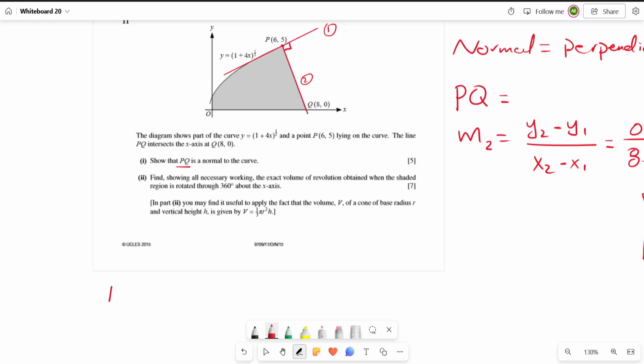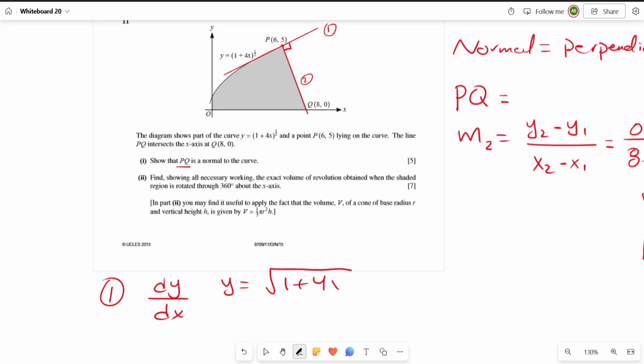So for line 1, what we can do, how do you find the slope of a tangent to the curve? Exactly, differentiation. So we need to find dy by dx of this curve over here, where y equals, let's do square root of 1 plus 4x. Okay?